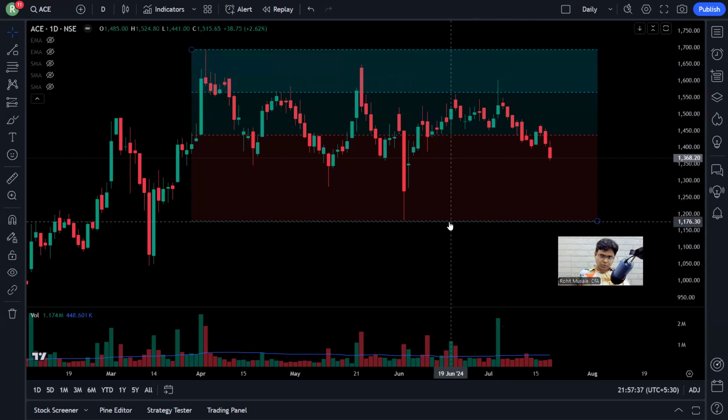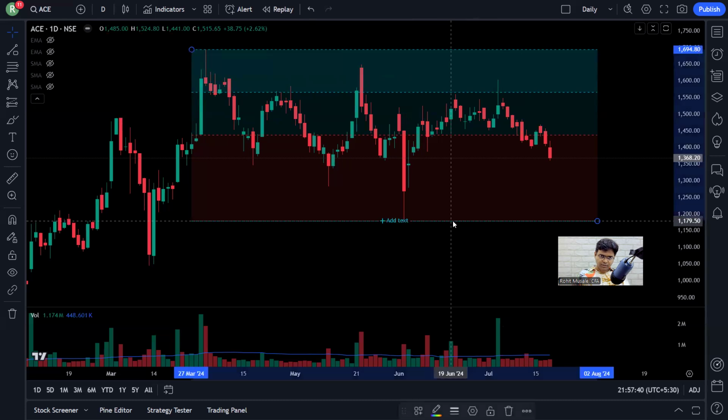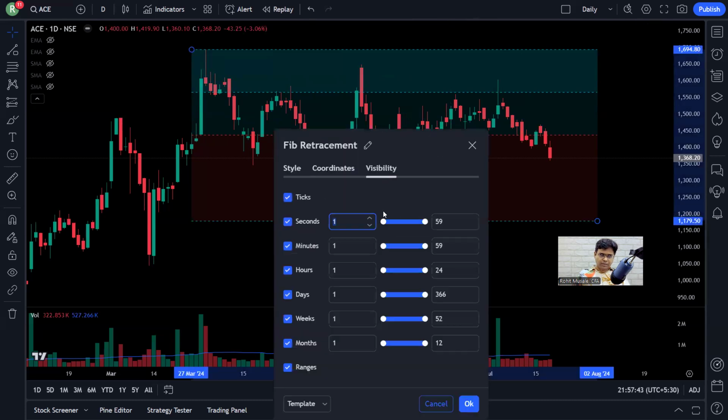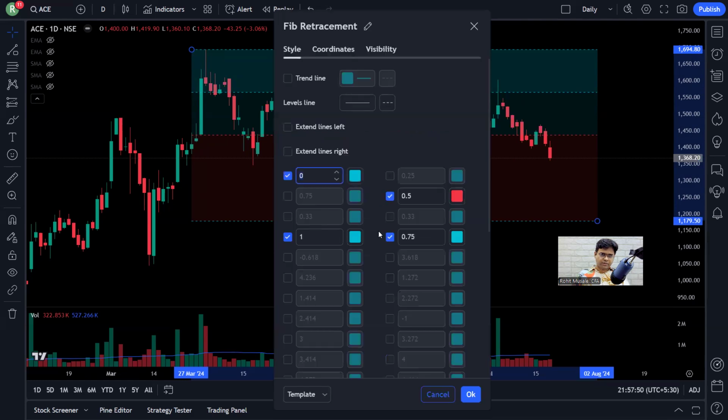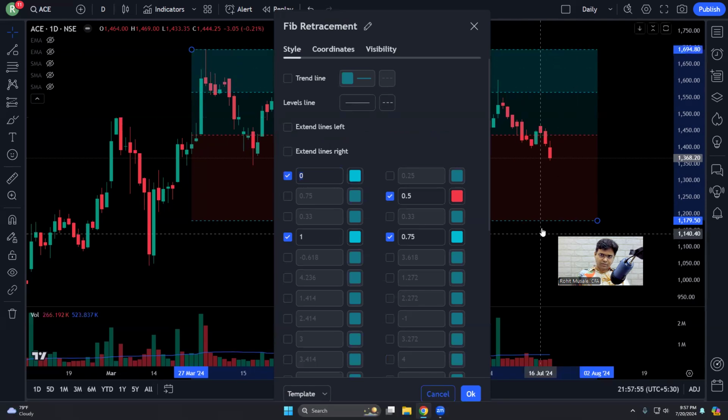Now to draw this base, just go here, click here, double click here. Visibility, don't do anything, just keep it like this. Coordinates, don't do anything, just keep it like this. Style, in style, you go with the 0 level, which is this level, then the 1 level, which is this level, then 0.5 level, which is the midpoint, and 0.75, which is this level. So 0, 0.5, 0.75, and 1. Okay. And of course, if you want to change colors, you can change colors as well.